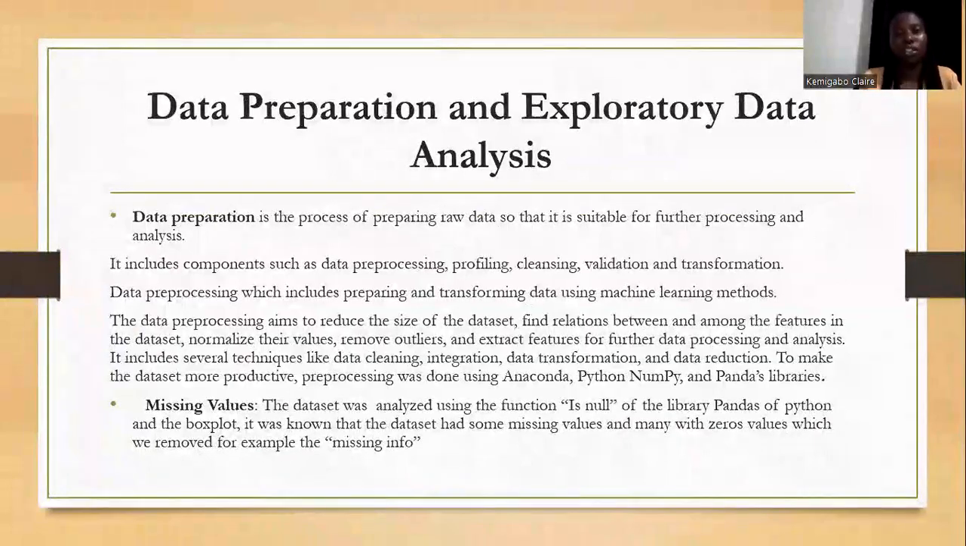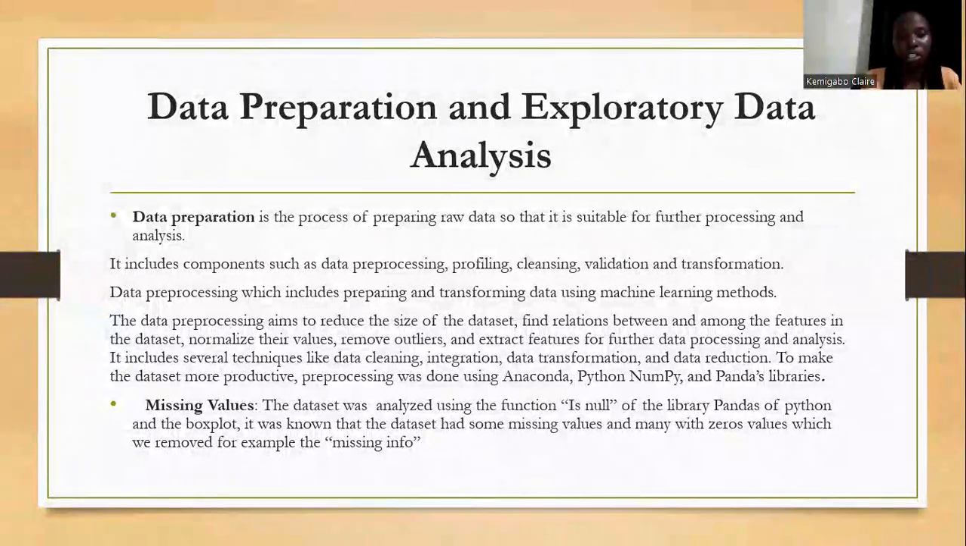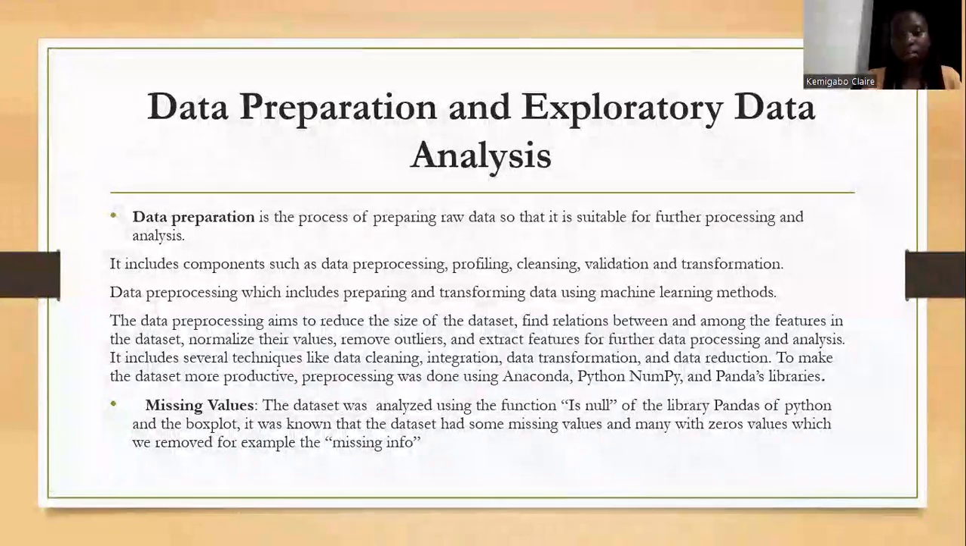So, to go to data preparation and exploratory data analysis, first I'll take you through the definitions. Data preparation is the process of preparing raw data so that it is suitable for further processing and analysis. It includes components such as data pre-processing, profiling, cleansing, validation, and transformation. I'll explain them further in the details of the results that we obtained. Data pre-processing includes preparing and transforming data for machine learning models, and its aims are to reduce the size of the data set and find relations between and among the features.